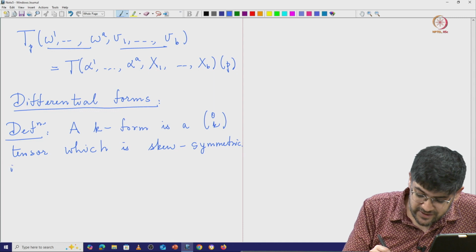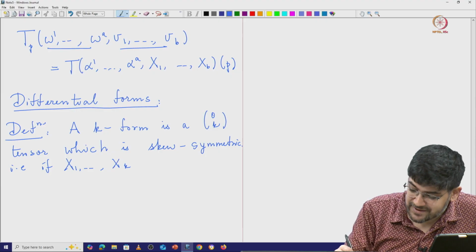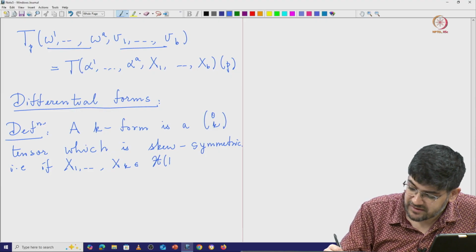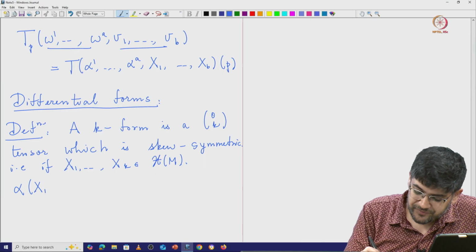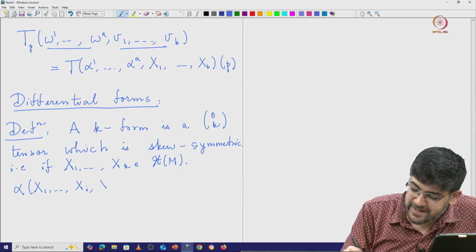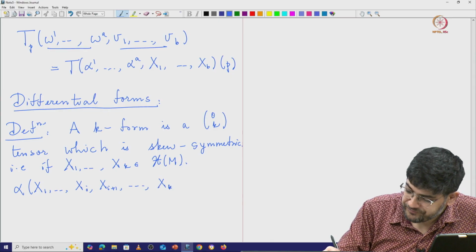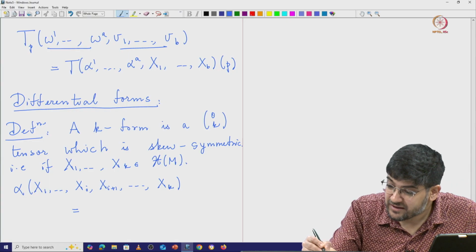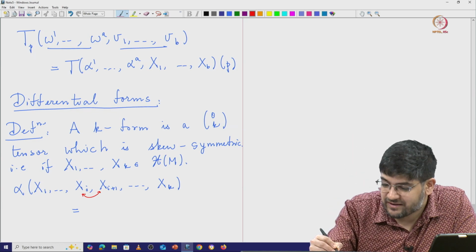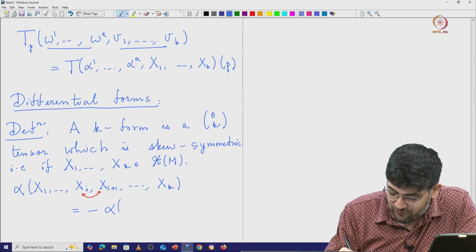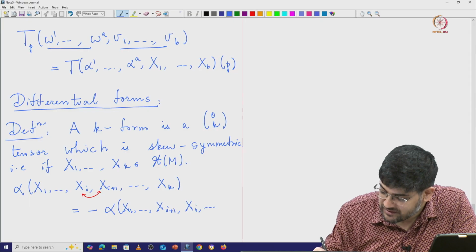Okay, so that is, if x1 to xk are some vector fields, then for alpha, you take any i and switch these two together, then your form will change by a sign. So this is minus alpha of x1 up to x(i+1), xi up to xk.